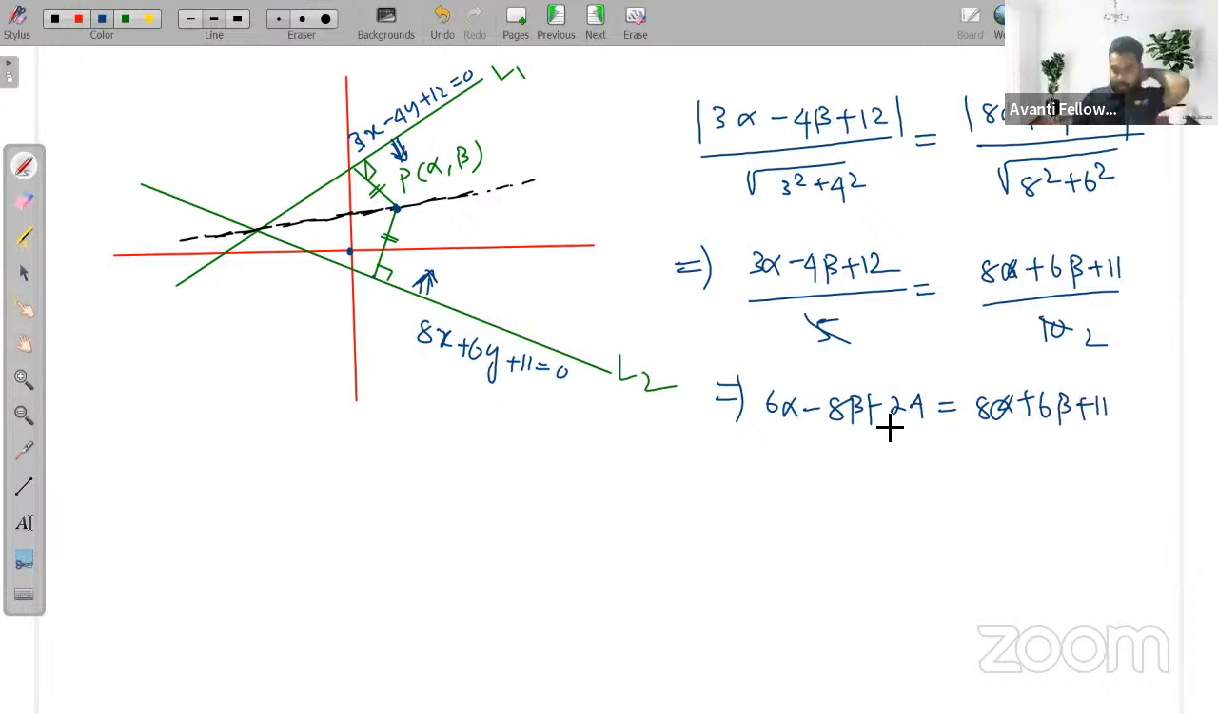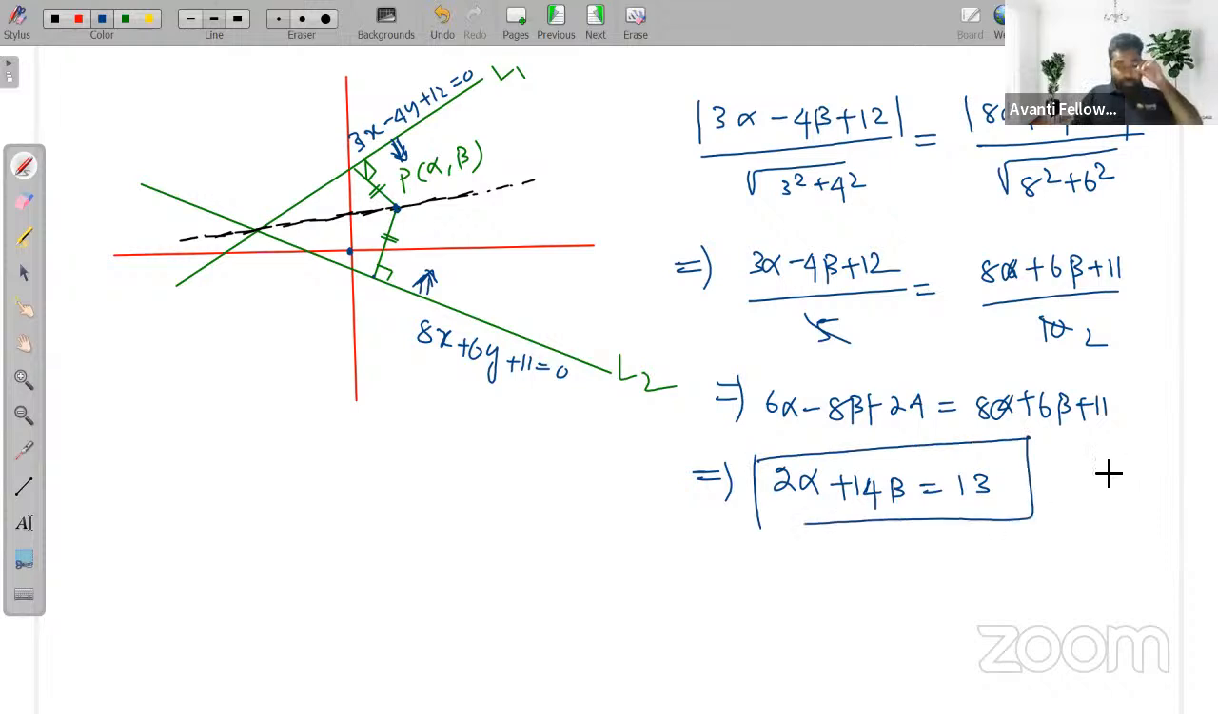Right? So just simplify it and you will get an equation: 8 alpha minus 6 alpha, that is 2 alpha, 6 beta plus 8 beta, that is 14 beta, is equal to 24 minus 11, that is 13. Yes. So this is the first equation. I'm getting the relation between alpha and beta. This is the first equation.